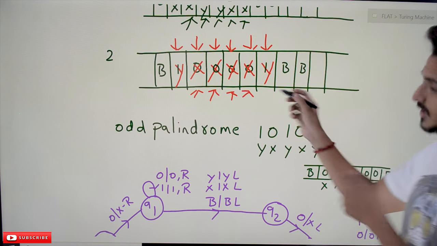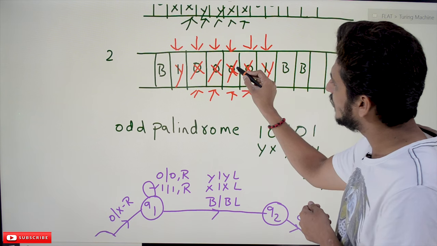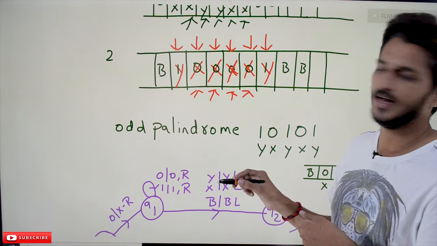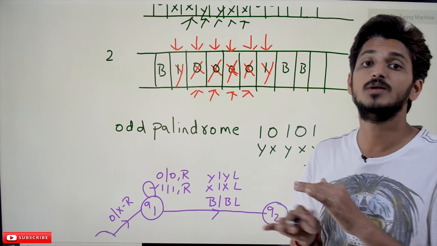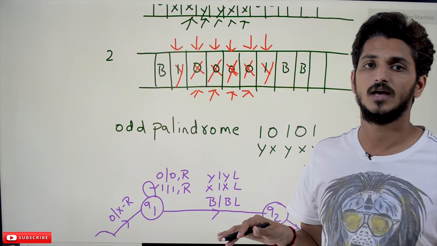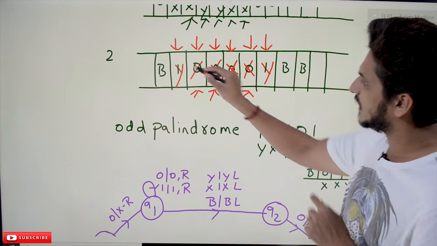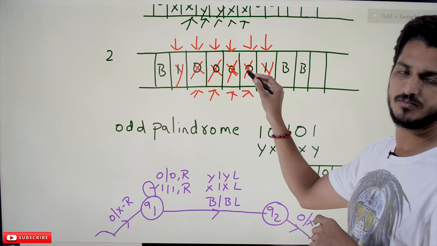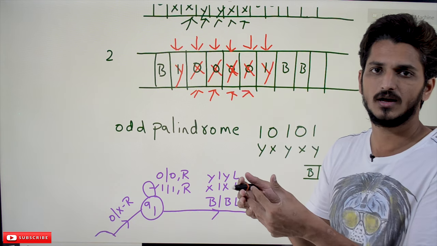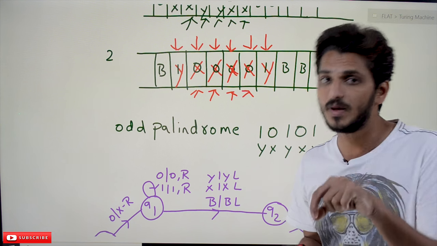So this is what, see, now input is over. After converting this into x, we will move to left side. Whenever you find on the left side, if you find it as x, means input is over. So this is one of the conditions for even palindrome. We are converting first symbol, last symbol, second symbol, last before symbol, if the input is over. Yes, it is accepted. That is the condition for even palindrome.